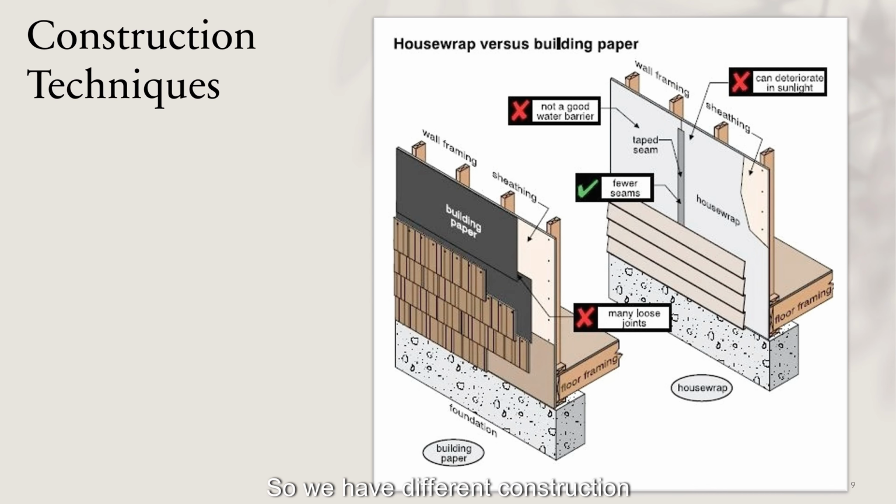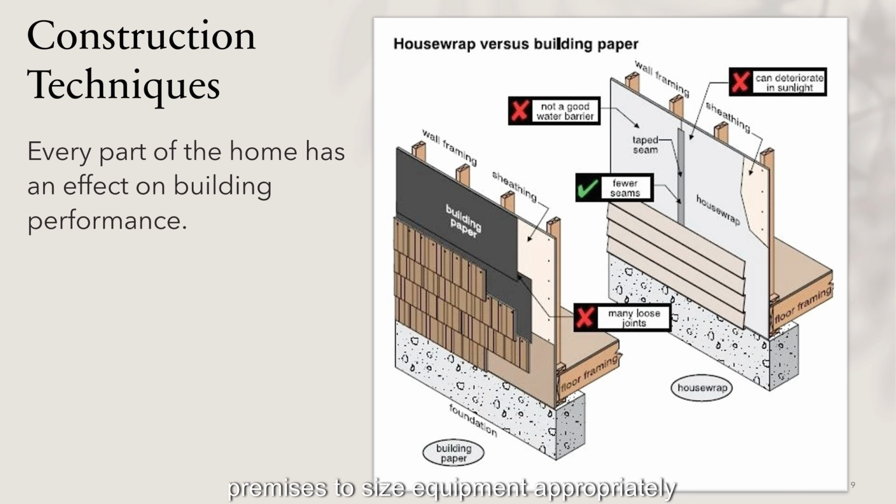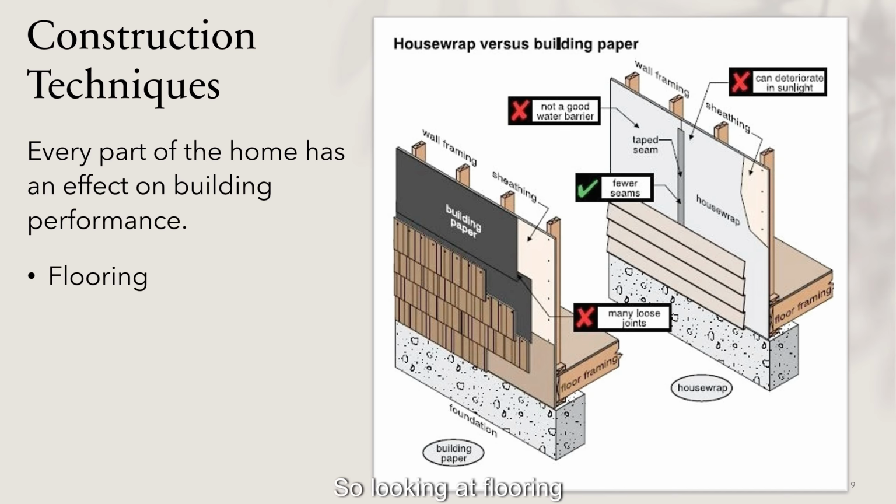So we have different construction techniques when our homes are being built. Granted, this doesn't necessarily apply so much to HVAC, but it's good information to know because it does have a factor in it. It does affect how we go about designing and building our systems. We need to understand these different premises to size equipment appropriately. So every part of the home has an effect on building performance, whether we realize it or not. And it's all about the construction of the home, right? So looking at flooring, whether it's wood flooring, tile flooring, carpeted flooring, that all plays a factor and a role in how that affects performance.